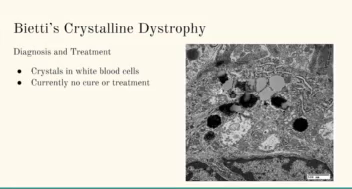Diagnosis of BCD is based on the presence of small yellow-white crystalline deposits in the retina. They may also be present in the cornea and other portions of the eye. Their presence in the retina is required for a diagnosis of BCD. There can be other diseases that lead to crystalline deposits in other portions of the eye, but for a diagnosis of BCD, they do have to be in the retina.